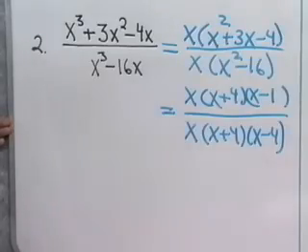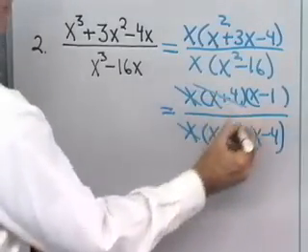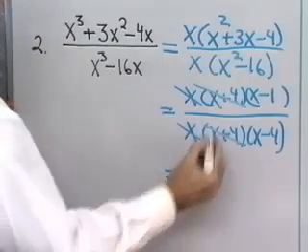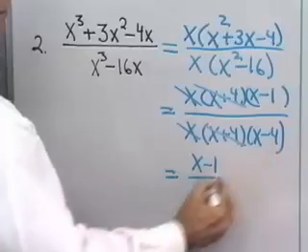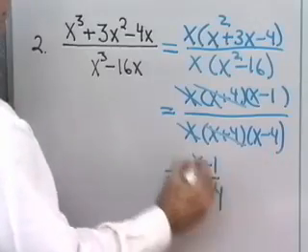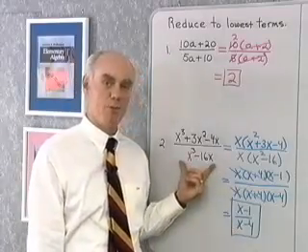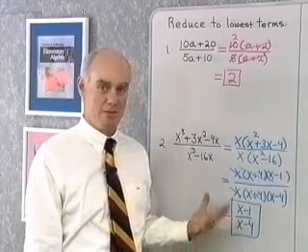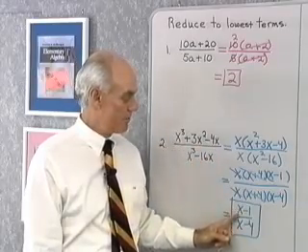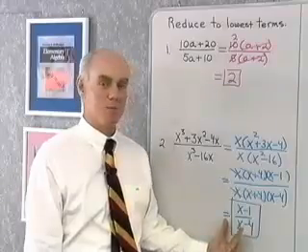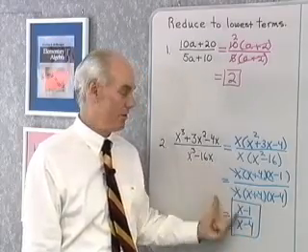Now I look for common factors for the numerator and denominator. I can divide out those x's. I can divide out the x plus 4's. What's left in the numerator is the factor x minus 1, and in the denominator the factor x minus 4. So that's the reduced form of this expression. Now if I was to take a number, say 10, and substitute it for x in this expression, and substitute it for x in the original expression, I would get the same two numbers out, because this expression is equivalent to this one for any value of x.